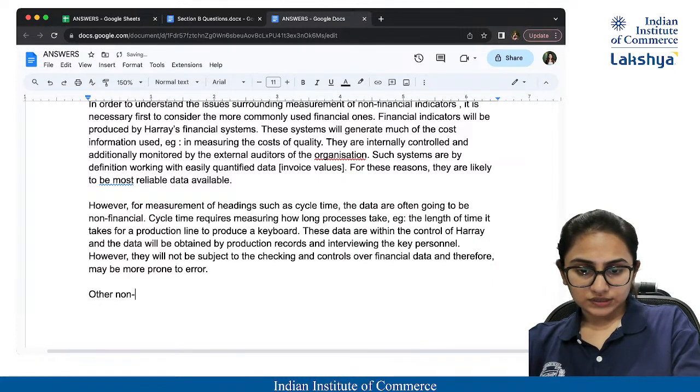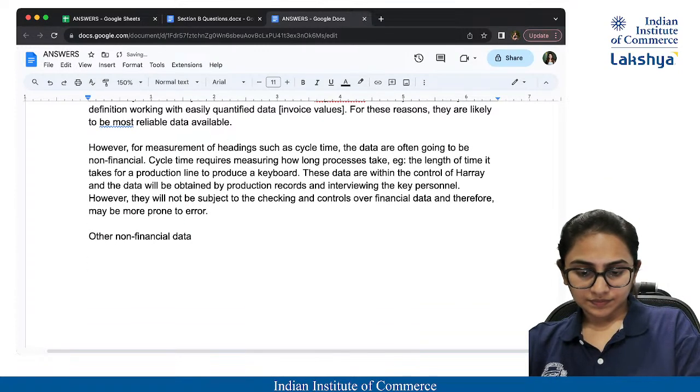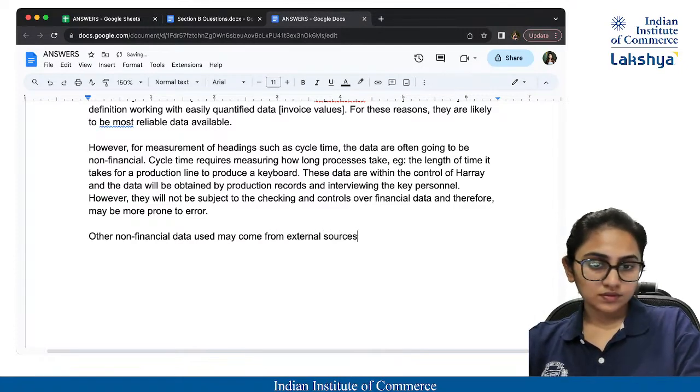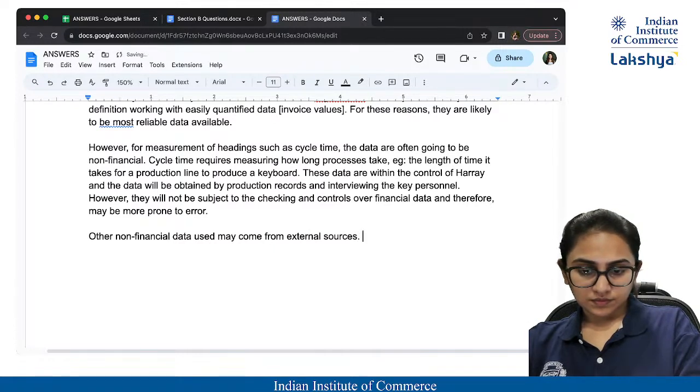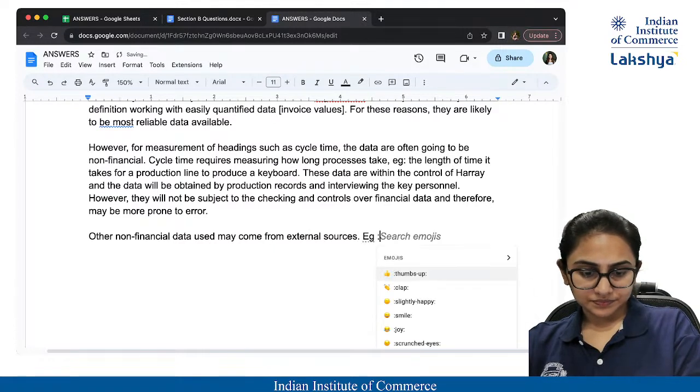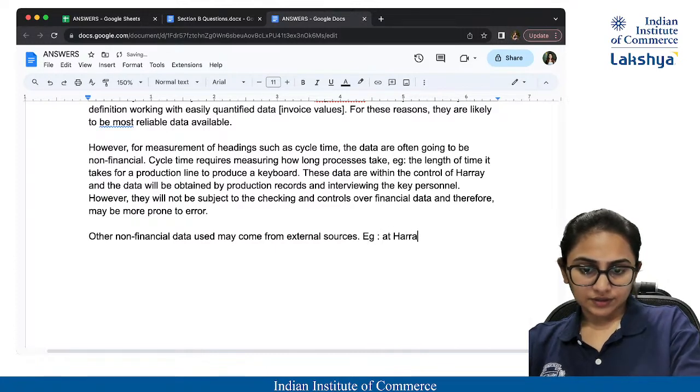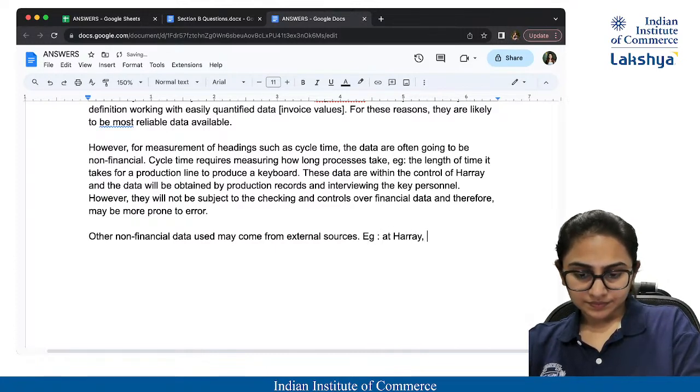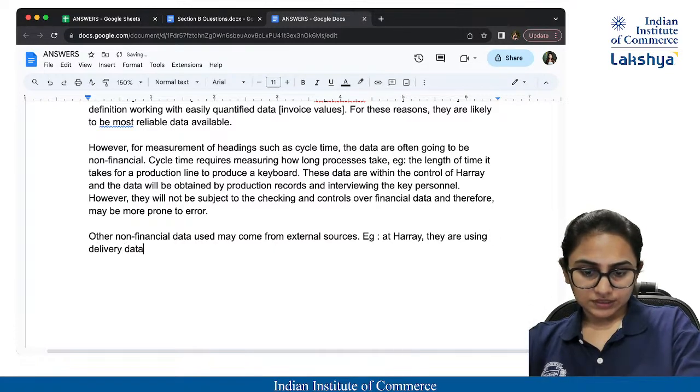Other non-financial data used may come from external sources. For example, at Harry, they are using delivery data of Actual.